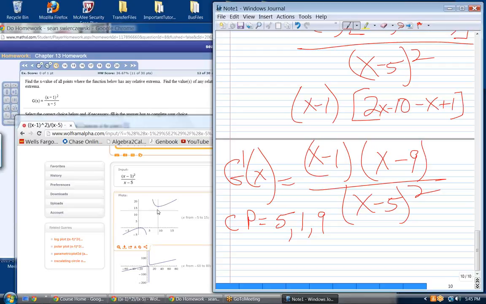So here's the local minimum. I might have stated it wrong. This is a local minimum here. This is the local maximum. So the local minimum occurs at x equals 9.